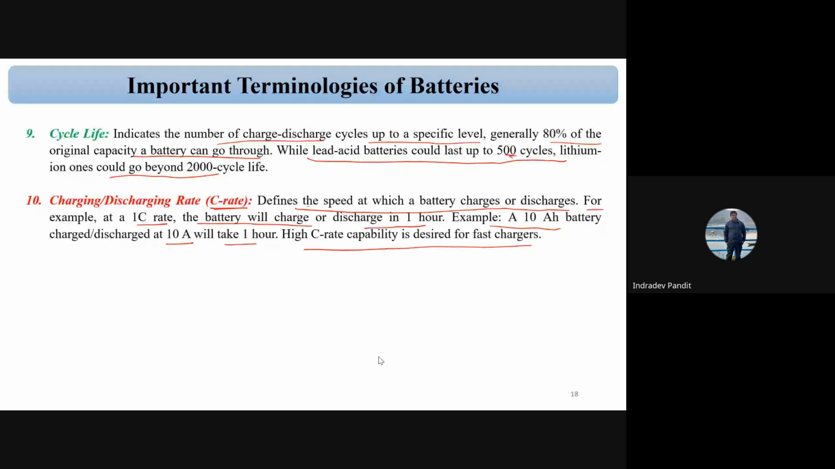What about trickle charging and constant current and constant voltage charging? Yeah, that we will discuss in the charging methods. The Coulomb counting method, and various topologies for the charging of the battery, we will see in the next to next class.